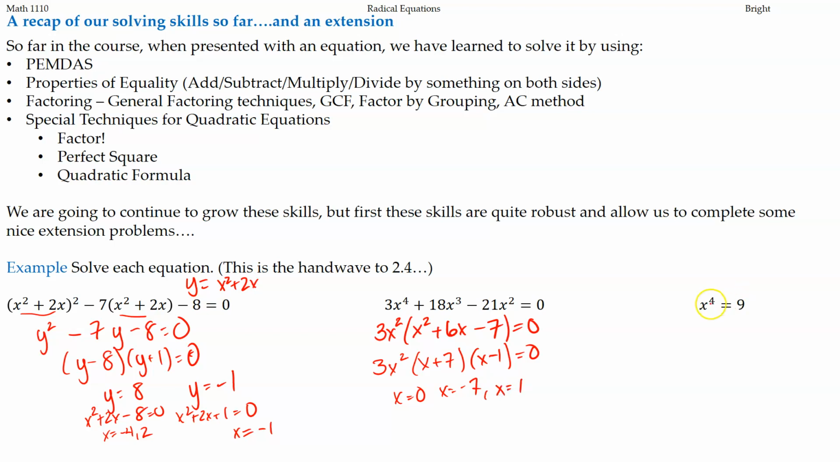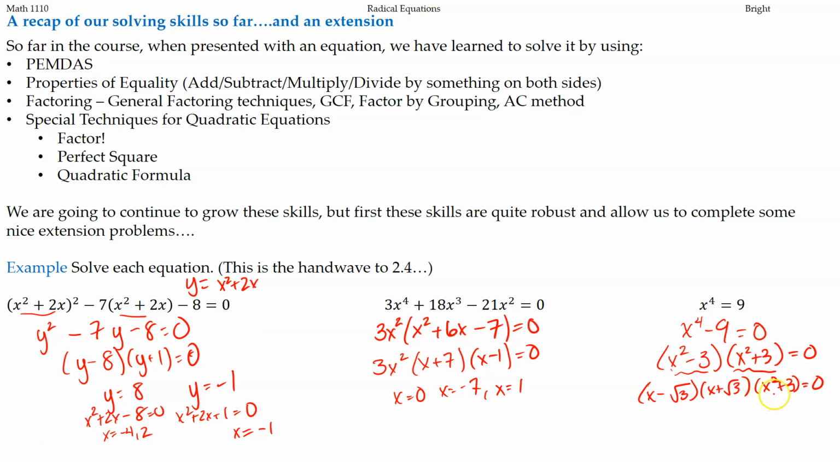Okay, and then for this last one, you could take the fourth root of each side if you wanted to. I would actually recommend moving the 9 over and factoring this thing. This ends up factoring. This is a difference of squares where you have x squared minus 3 and x squared plus 3 is equal to 0. This second one does not factor, but this can be viewed as another difference of squares. It's a little awkward, but we can do it. x minus square root of 3, x plus square root of 3, and then x squared plus 3 is equal to 0.